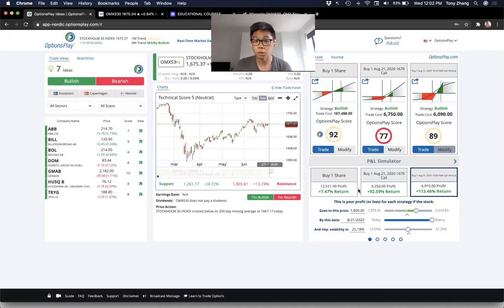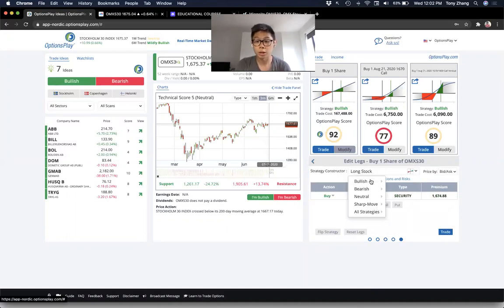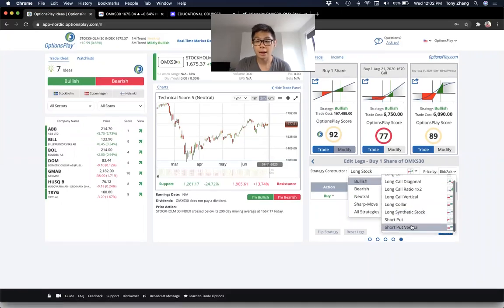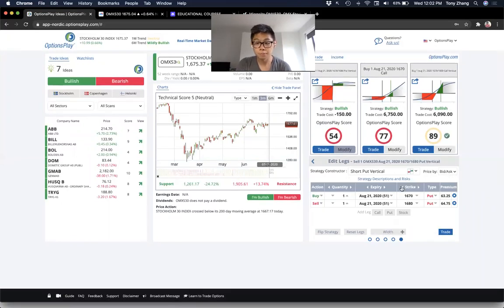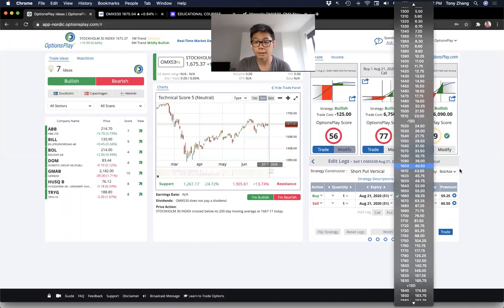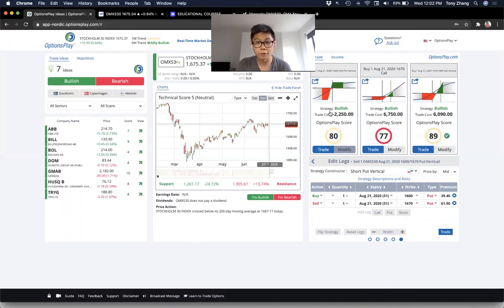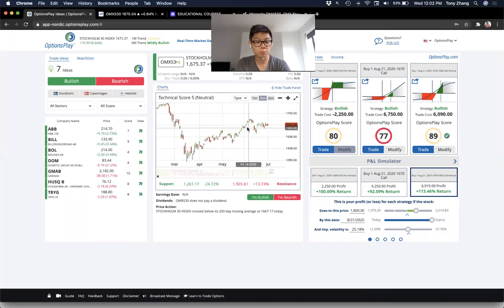So that's really where we turn to credit spreads, what we learned in the second course. And this is really where we can use credit spreads, by selling a put option and collecting some credits and being able to profit from this type of strategy as long as OMX S30 stays where it is and doesn't move much lower.